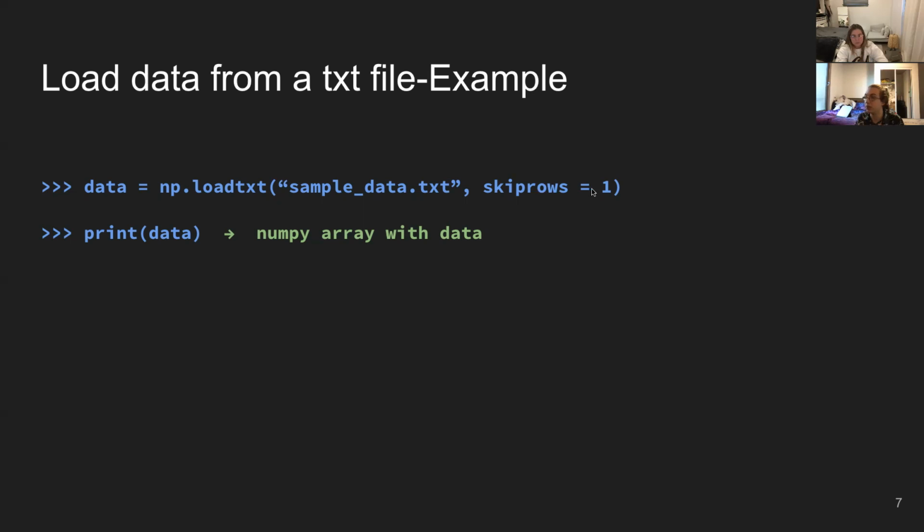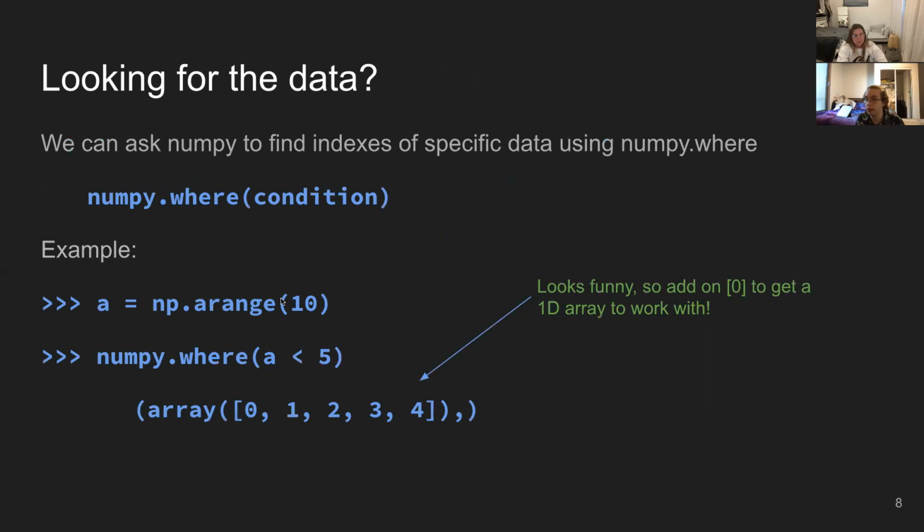So I usually skip the header row. Sometimes a file will be formatted in such a way that the columns have text for what they are. But if you already know what those are, then you don't need to worry about that. So usually skip that header row, or if there's multiple of them, then you skip multiple header rows. But anyway, you print the data and that'll give you a NumPy array with data in it.